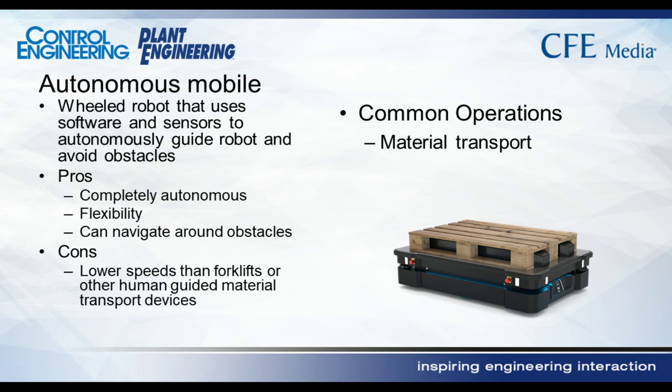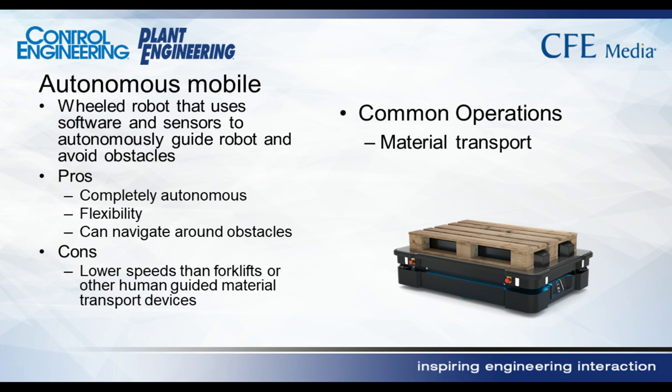The last type of robot I will go over here is one that is much newer to the industrial robotics space. Autonomous mobile robots are wheeled robots that use software and sensors to guide the robot and avoid obstacles. These robots are almost always used for material transport. However, in unique applications, they can be combined with another type of robot to perform other operations.